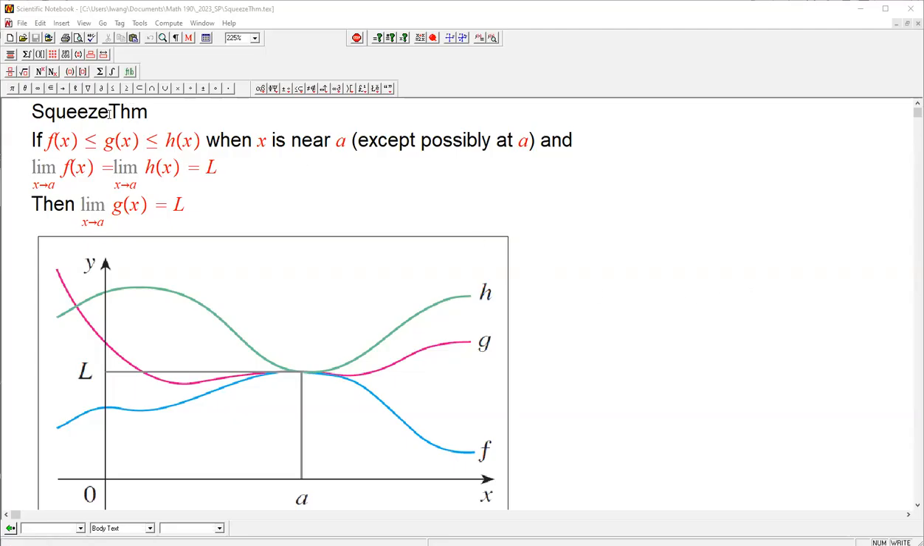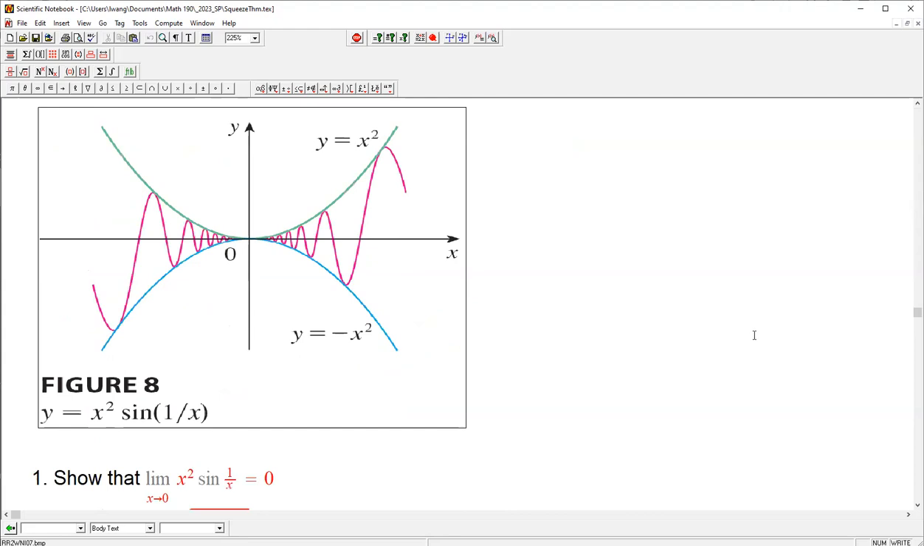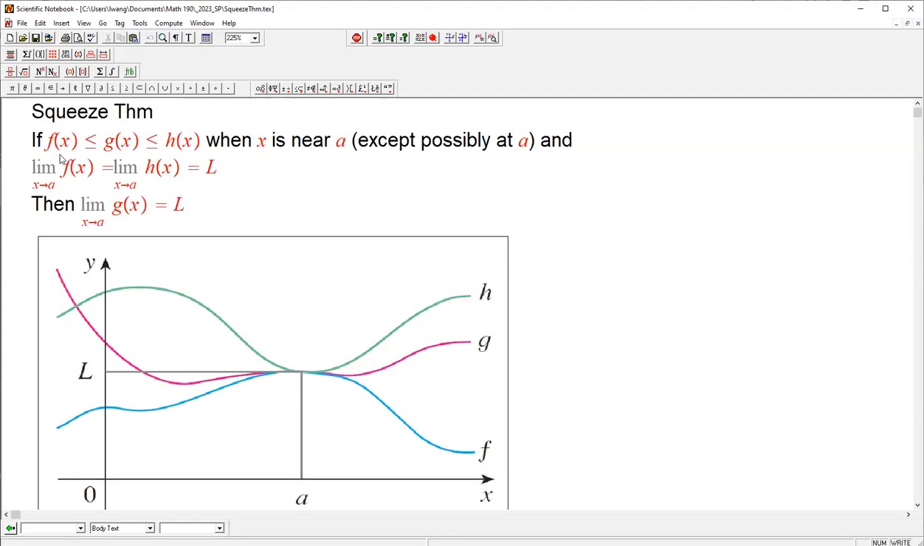So we are going to talk about the application of Squeeze Theorem. We did some examples in class, and here I just want to make sure that you can review these contents when you need to.